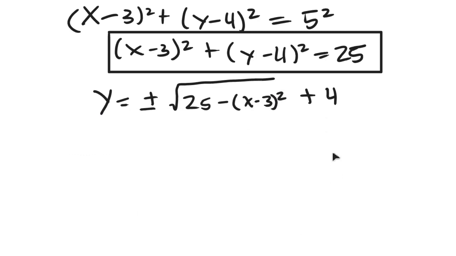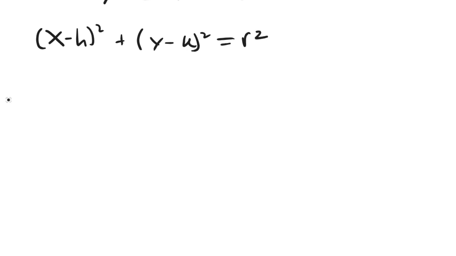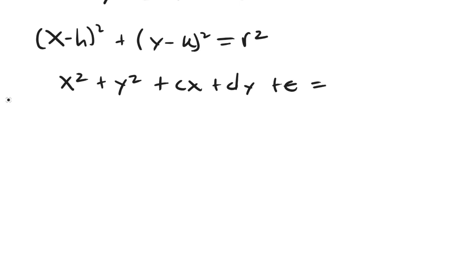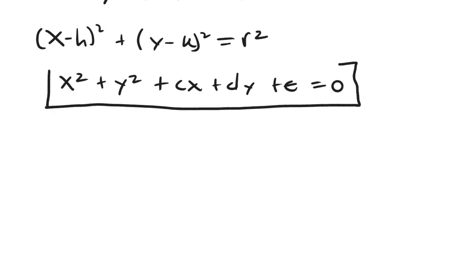Now, when we look at the form of a circle, or the equation of a circle, like (x minus h) squared plus (y minus k) squared equals r squared, if we were to expand this, by expansion I mean foiling, we get x squared plus y squared plus cx plus dy plus e equals 0. In actuality, this is what we call the general form of the circle.